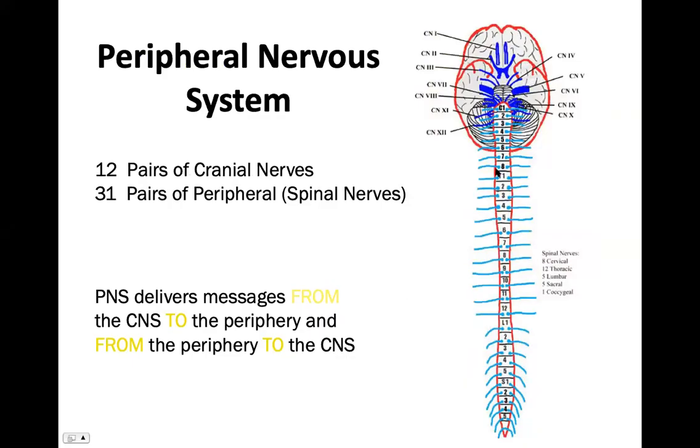Here's the peripheral nervous system. 12 cranial nerves, and 31 pairs of peripheral nerves. The PNS delivers messages from the CNS to the periphery and from the periphery to the CNS. So the peripheral nervous system is just like a freeway that delivers messages back and forth to the brain. But when you injure one of those nerves, then you don't have the communication, and that's what you're going to see clinically.